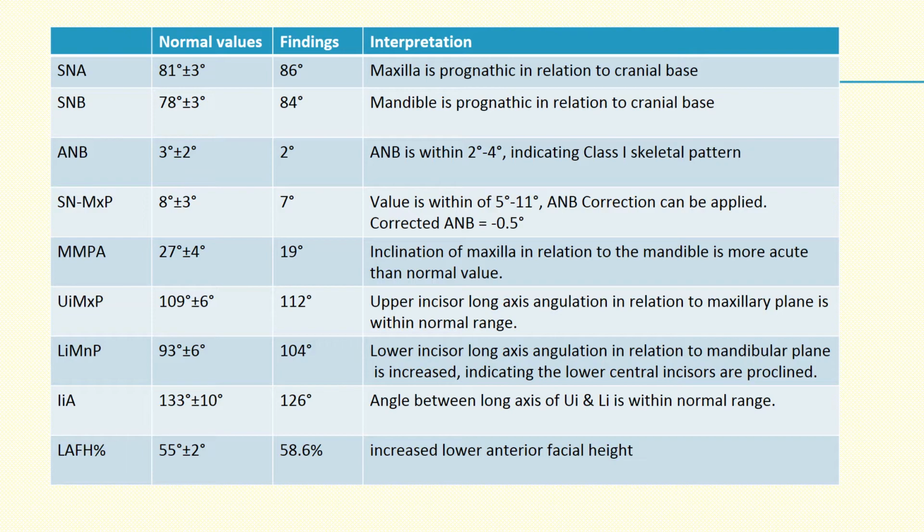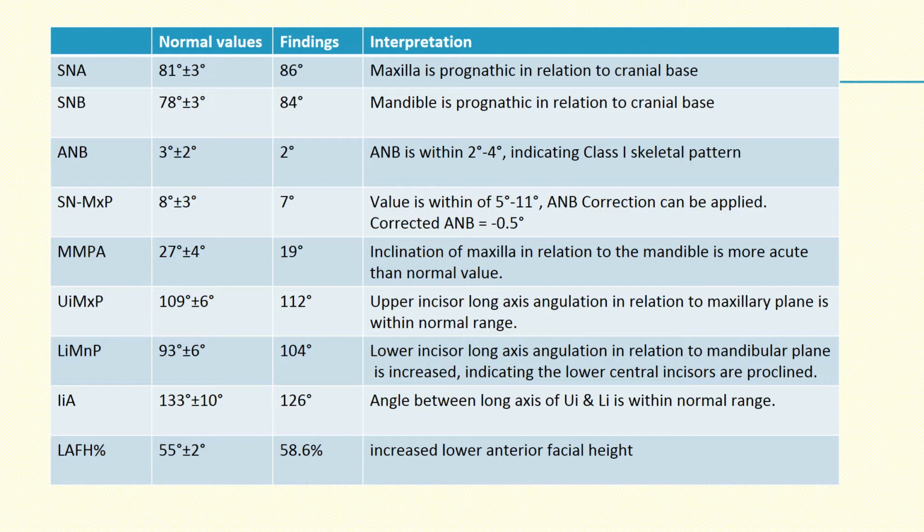While for lower incisor to mandibular plane angle, which is LIMNP, the value is 104 degrees, and this indicates that the lower incisor long axis angulation in relation to the mandibular plane is increased. This indicates that the lower central incisors are proclined. While for the inter-incisor angle, it is 126 degrees, and it is actually within normal range.